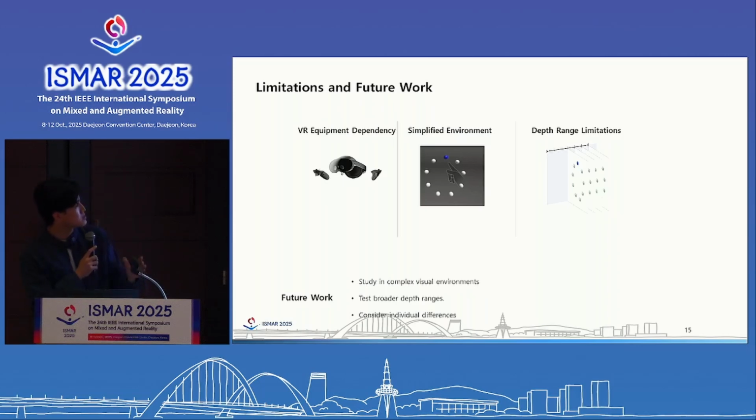So future work is going to be something that can complement these limitations. For example, studies in complex visual environments and testing a broader depth range. And also we didn't consider participants' individual differences, such as arm length. So in future work, it's going to be great to consider individual differences too.